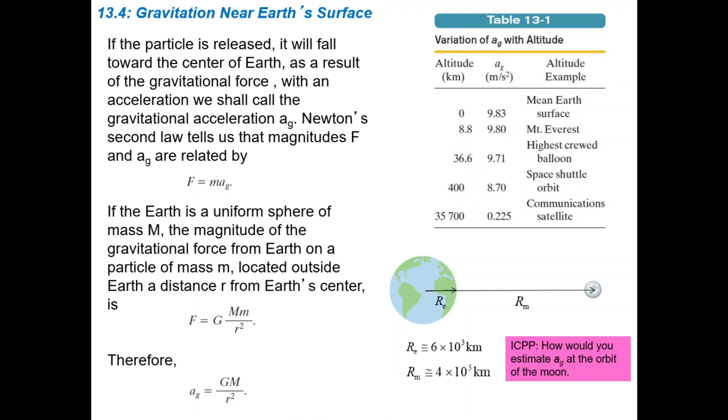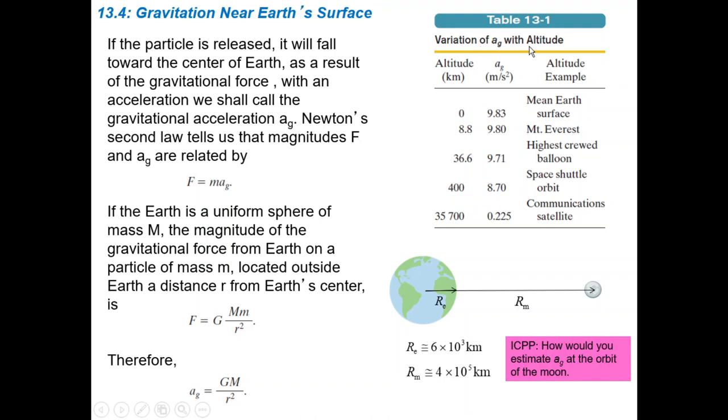If the Earth is a uniform sphere of mass M, the magnitude of the gravitational force from Earth on a particle of mass m located outside Earth, at distance R from Earth's center, is F = GMm over R squared. Therefore, we have another, easier relation: g = GM over R squared. So we have solved it for g. So this is the distance between the Earth and the Moon.